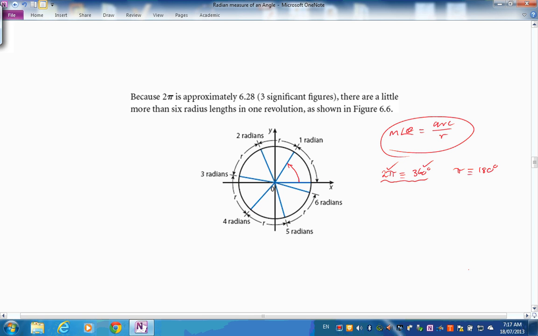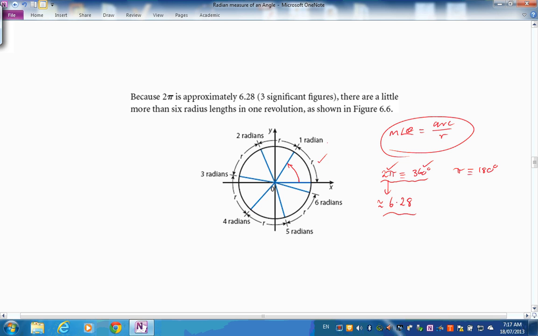So what we're going to say, therefore, is what is 2 pi? 2 pi is approximately 6.28 to 3 significant figures. So what have we got there? If we have a circle with radian measure, we'll have 6.28 radians.